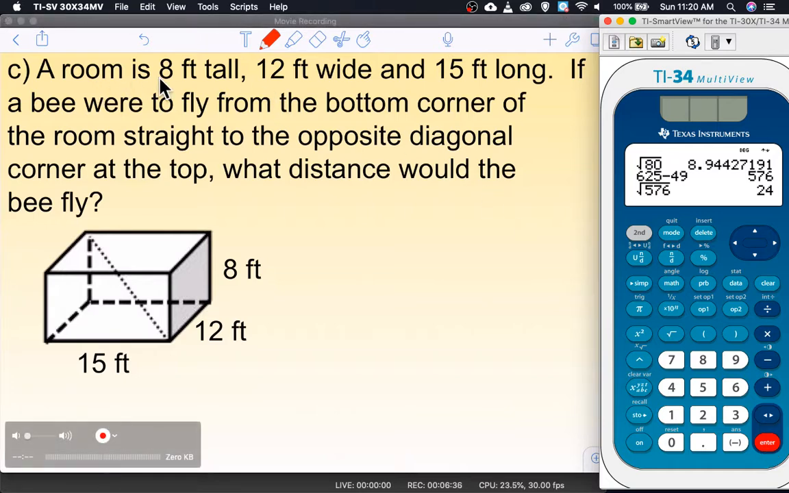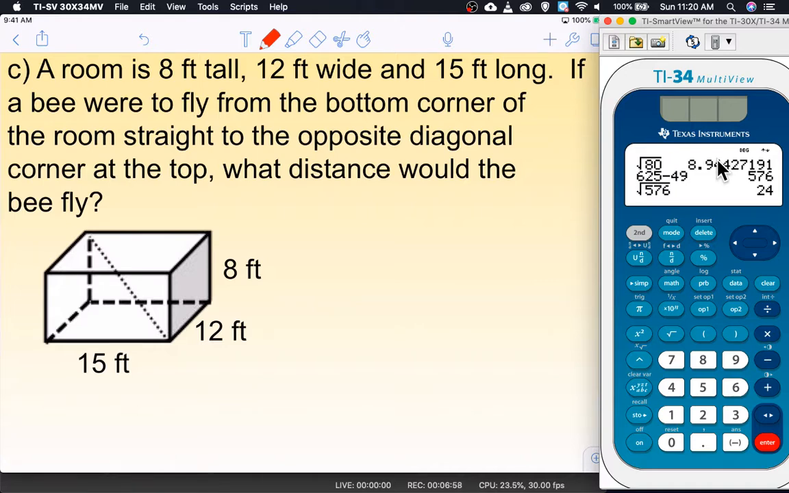So it says here, a room is 8 feet tall, 12 feet wide, and 15 feet long. And you can see those values labeled. If a bee were to fly from the bottom corner of the room straight to the opposite diagonal corner at the top, so from this bottom corner to this top corner, what distance would the bee fly?